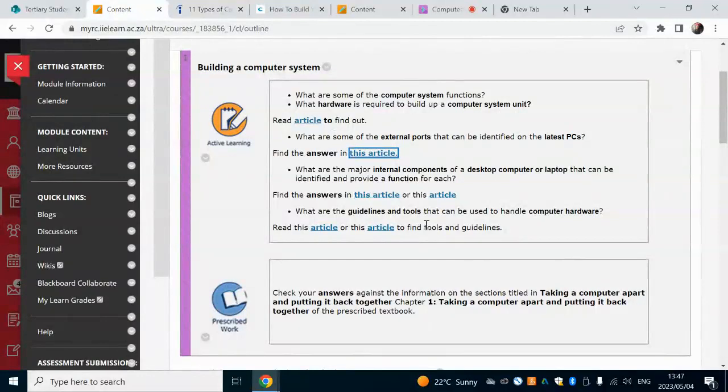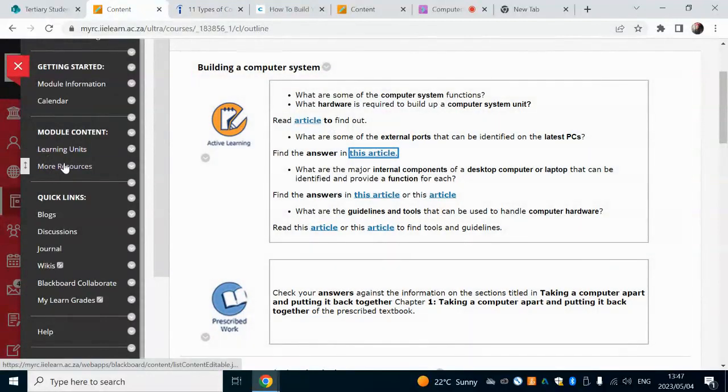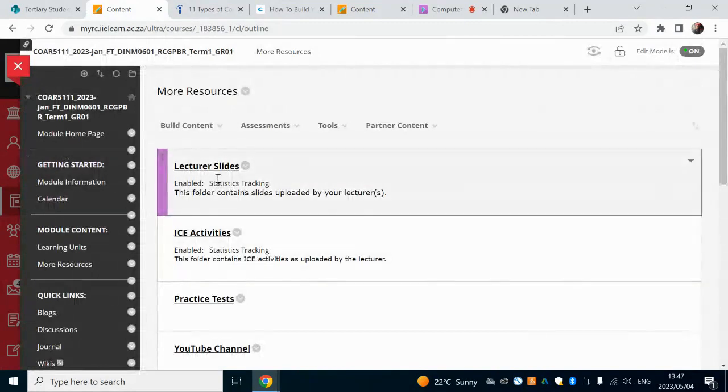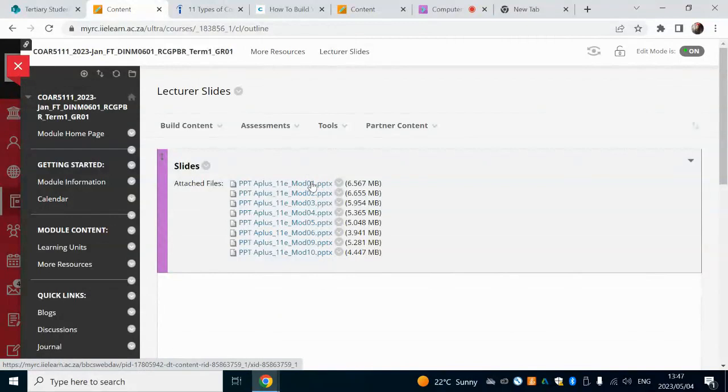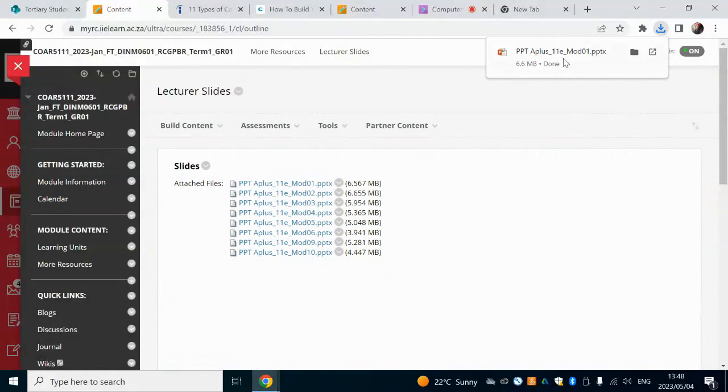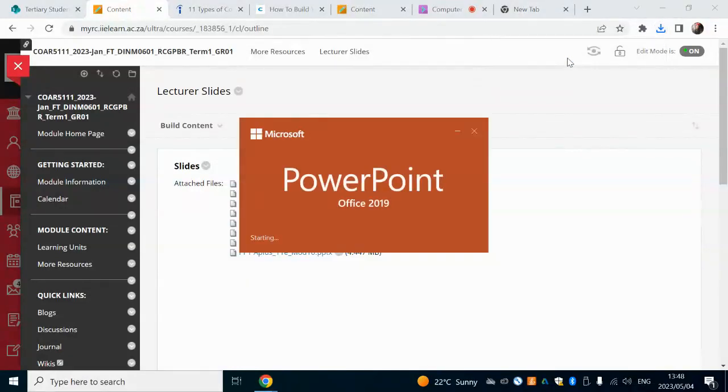Then I dig deeper. How do I go deeper now? I go to more resources. I look for the lecturer slides. And then module 1. So modules 1, 2, 3, 4, 6, and 10 are here. Okay, so I've got all the necessary slides that are required. So I go into the module 1 slides. What did it do? Downloaded it. Okay. So I clicked on it. It's downloaded the slides. I'm going to open up the slides.